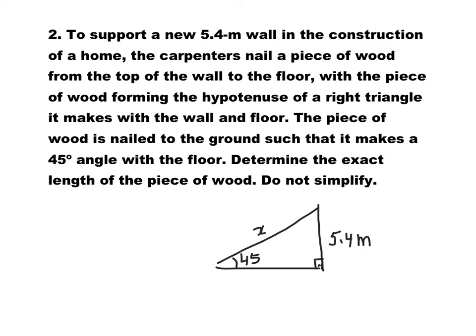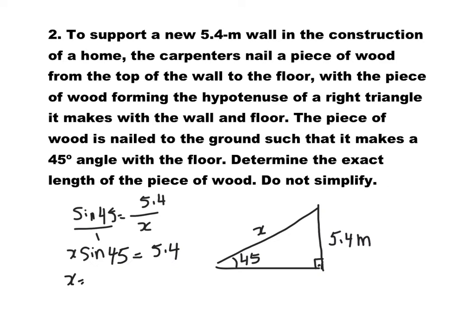which is our hypotenuse. To do that one, I'm going to use the trig ratios. I'm going to say sine 45 is equal to the opposite side, which is 5.4, divided by the hypotenuse, which is x. Now I'm going to cross multiply. I get x sine 45 is equal to 5.4 times 1, which is 5.4. So x is equal to 5.4 divided by sine 45.